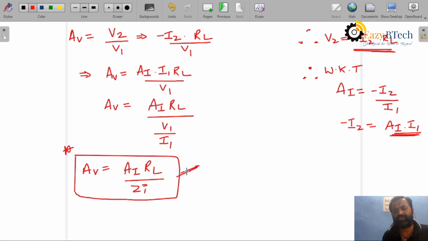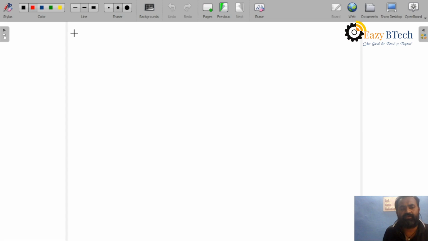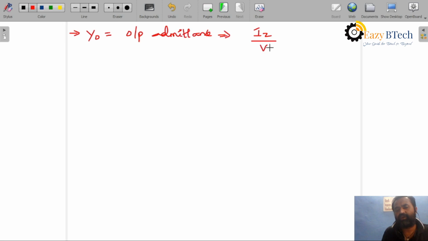This is the voltage gain. Next, we will find the output admittance. Output admittance is equal to output current by output voltage.